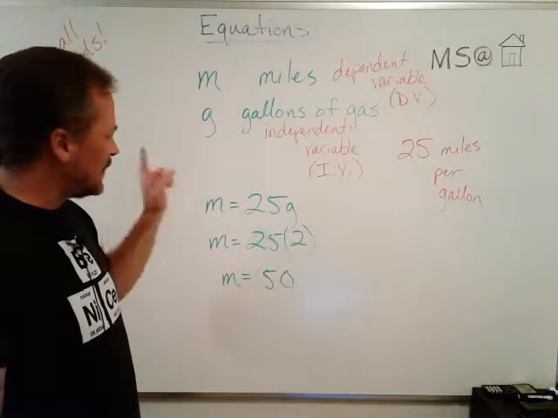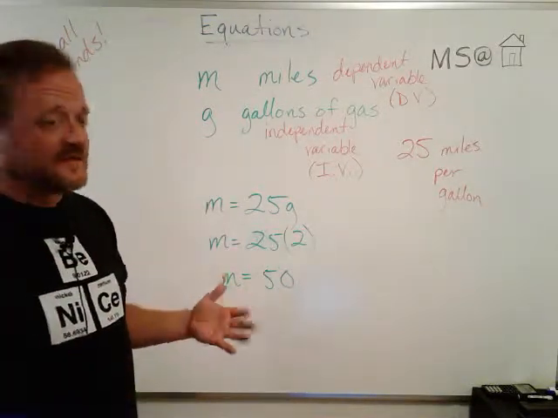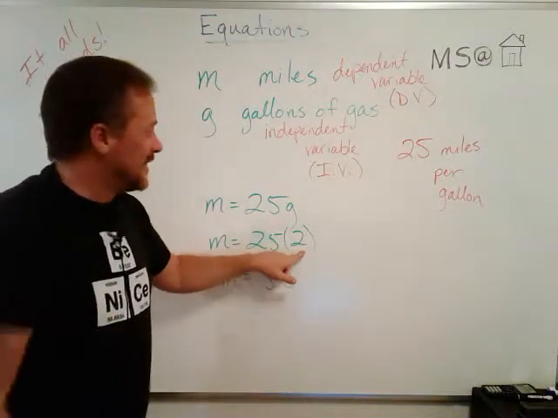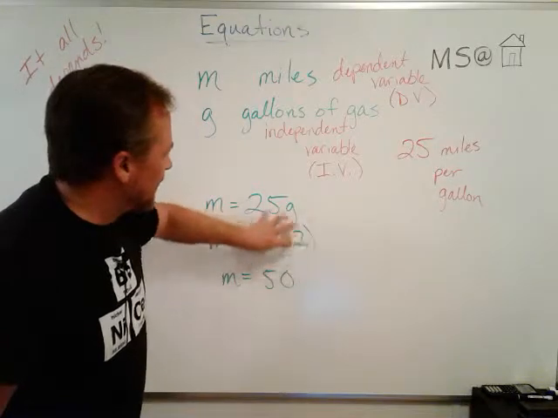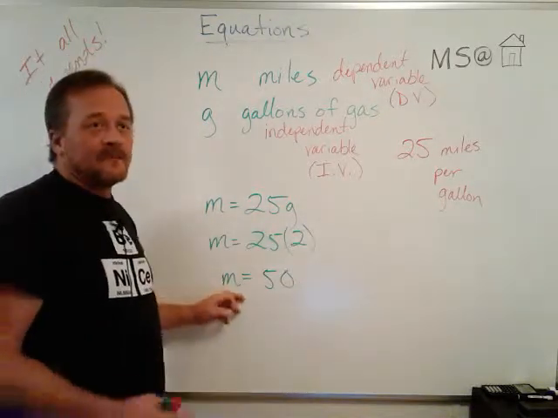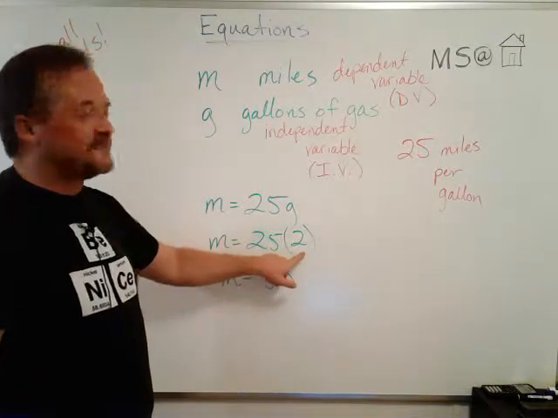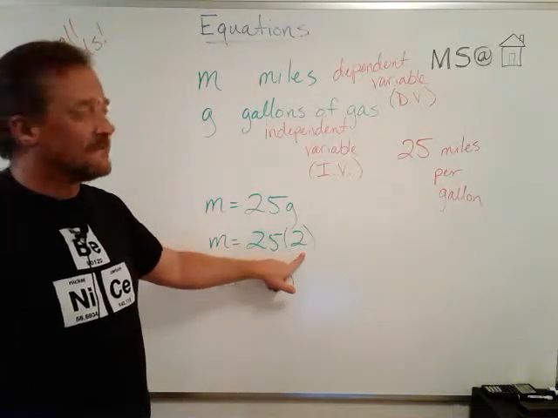So I have values for both variables now. I get to choose how many gallons of gas I put, right? Once I'm done doing all the calculations, the value of M comes out. M totally depends on how much G is. Okay?